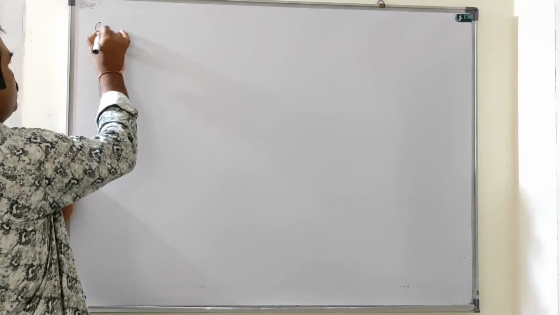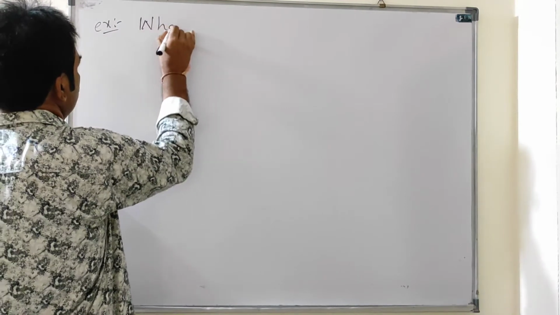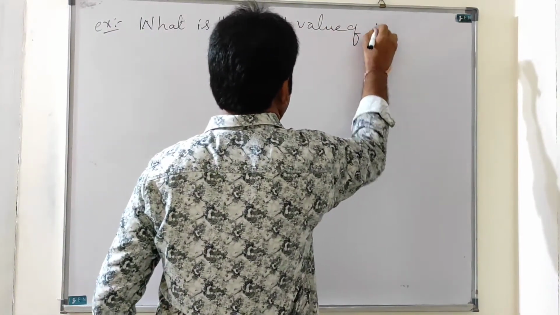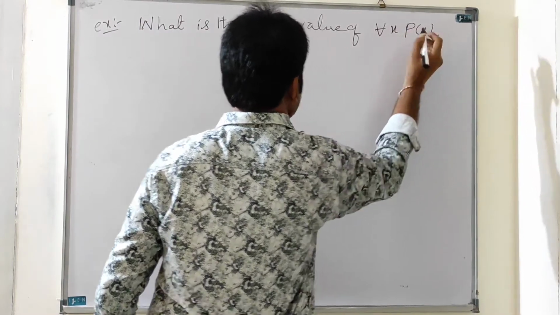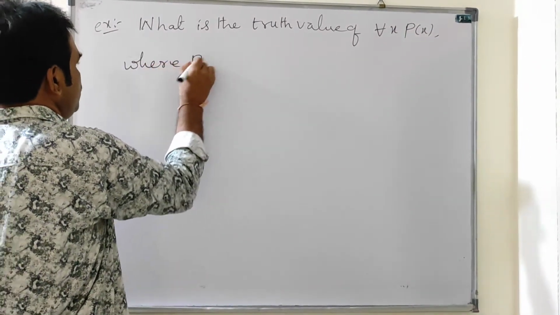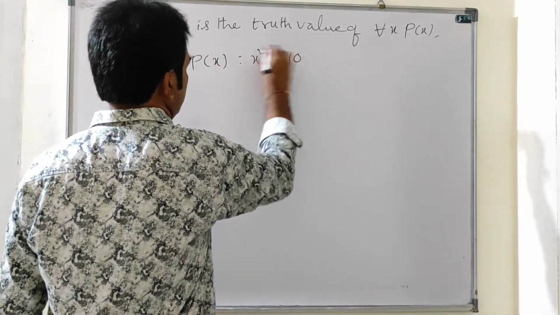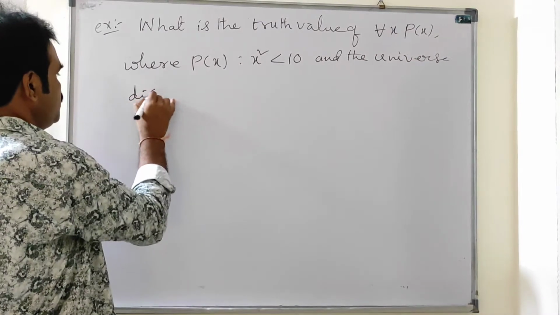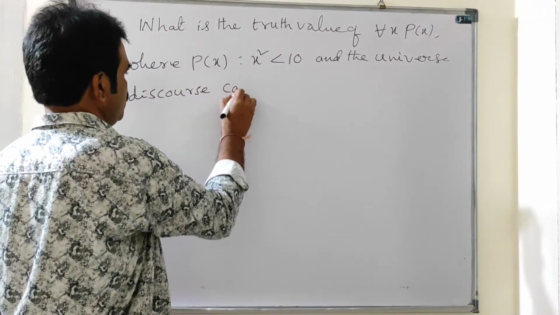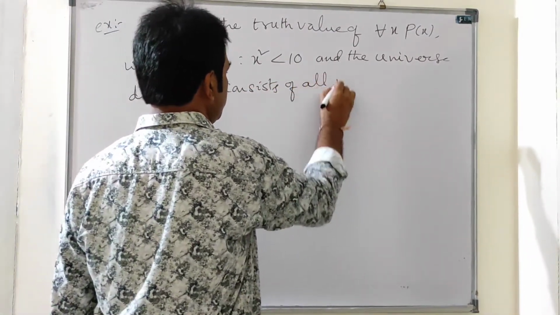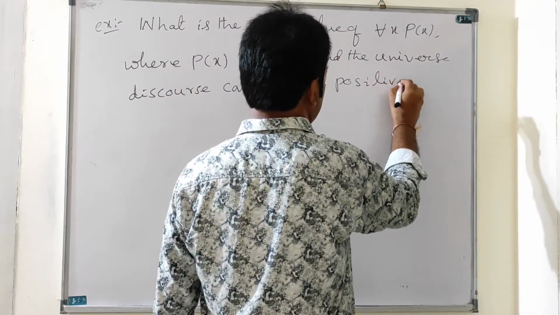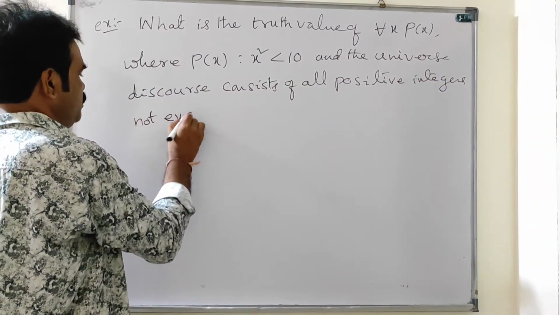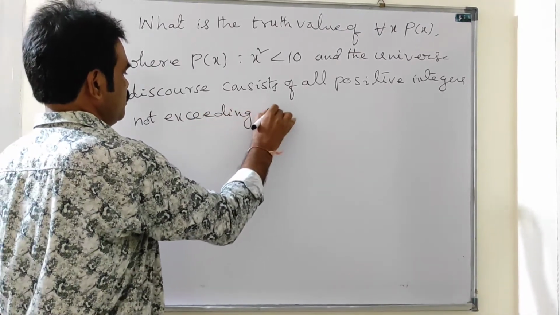Okay, next example. What is the truth value of the universal quantification for all x, P of x, where P of x is the statement x square less than 10 and the universe of discourse consists of all positive integers not exceeding 4.